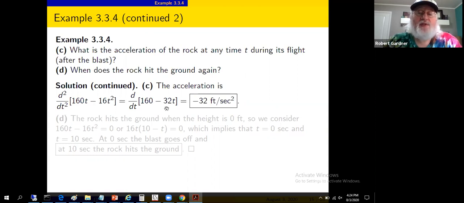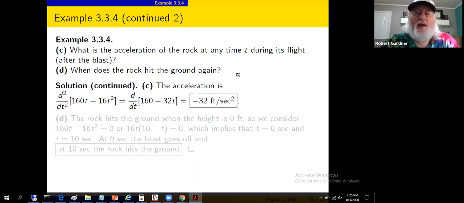The first derivative is 160 minus 32t. That's the velocity. So differentiate the velocity and we get negative 32. Units will be feet per second squared. Yeah, you kind of knew that was coming because we're talking about movement at the surface of the Earth. So there's acceleration. It's a constant.